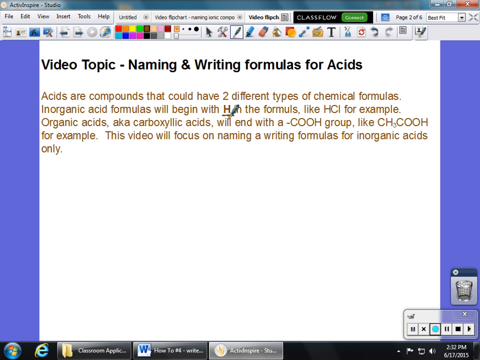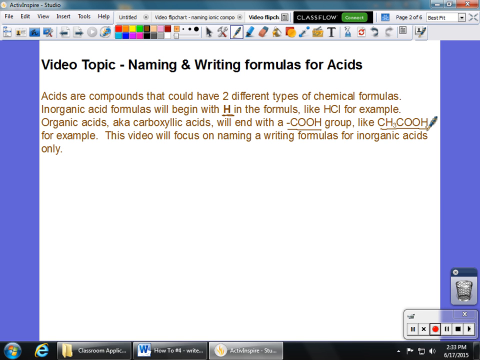Organic acids, on the other hand, they're also known as carboxylic acids. They will have what we call the COO group, the COOH group at the end, like you see here in this version of acetic acid, written as CH3COOH. As soon as you see that, you know it's going to be a carboxylic acid or an organic acid. We're going to focus this video only on writing the formulas for the inorganic kind. I just wanted you to be aware of them.